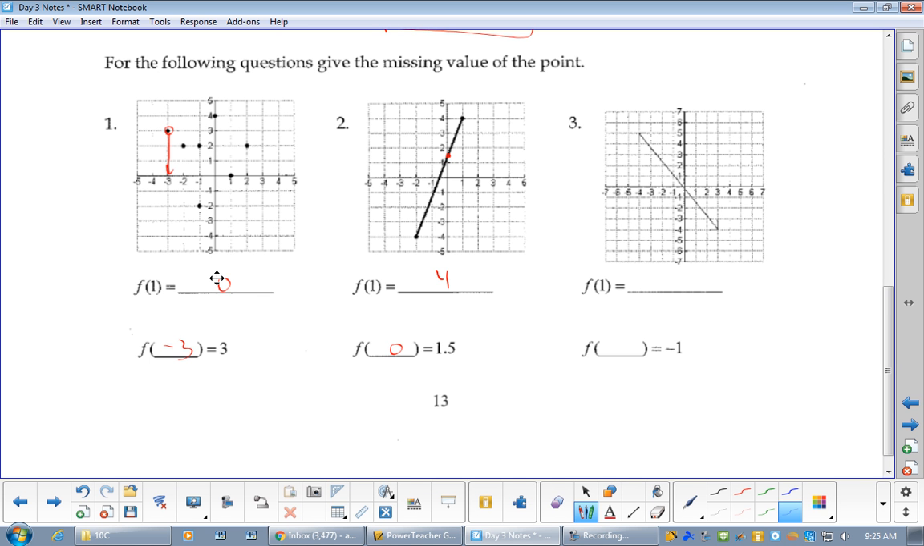f of 1 would give me negative 1.5. What x value gives me negative 1? Okay, so negative 1 is here, correct? So I'd say about 0.5.